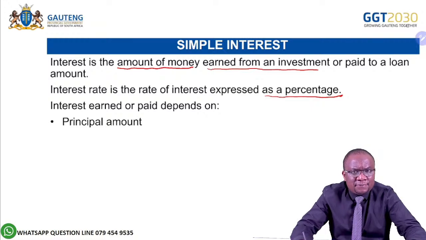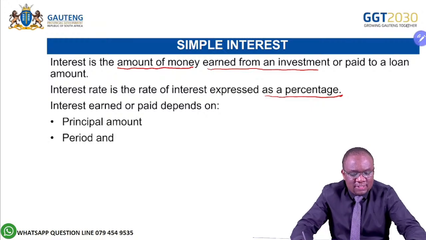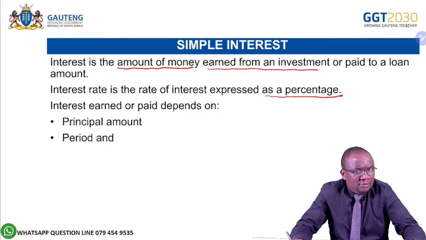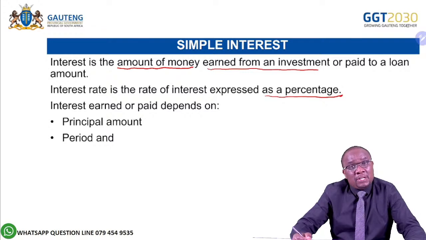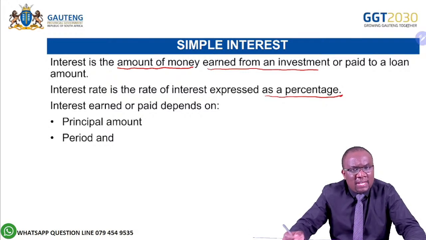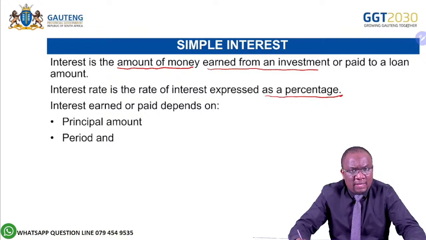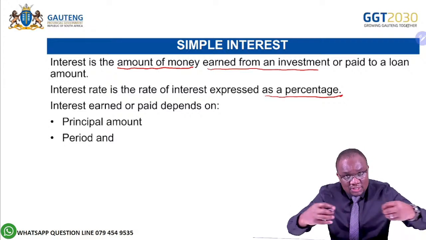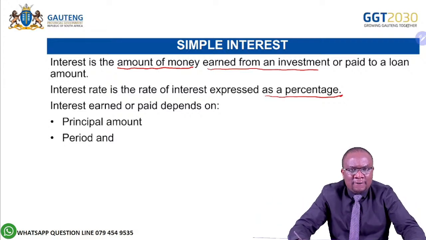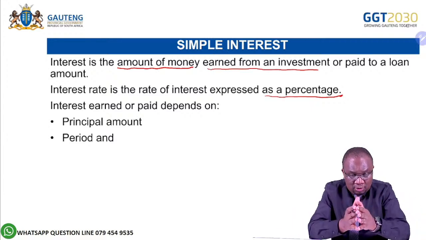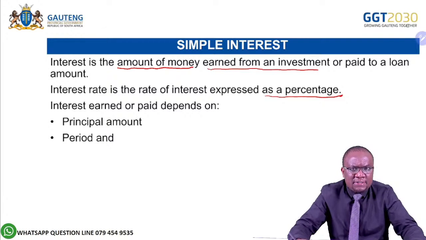What else? The period is very, very important. Like if you invest money for 1 month, are you going to get enough interest? No. It's going to be very minimal. But if you invest for a longer time, you'll earn more interest. So the period also will affect the amount of interest that you earn or pay. If you stretch and pay your loan after a longer period of time, then you pay more interest. But if you reduce the loan period, you'll pay less interest.